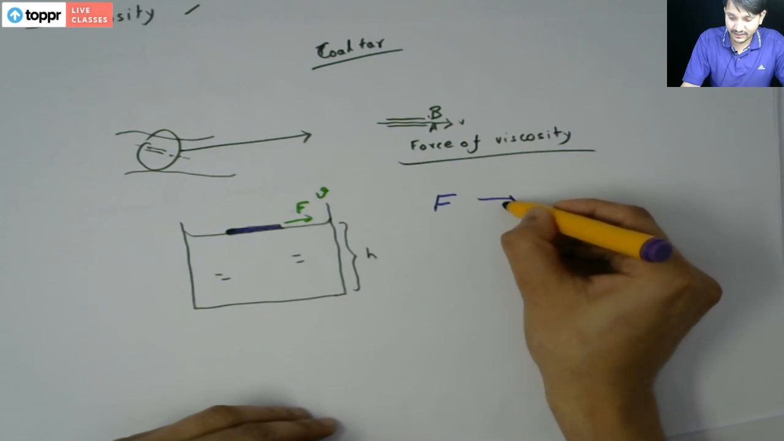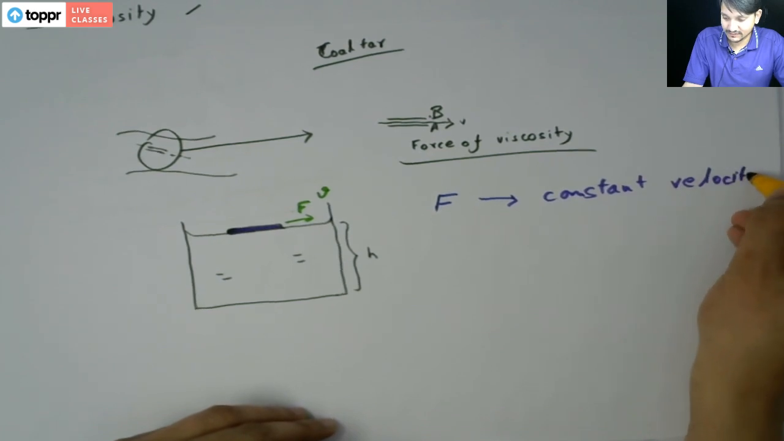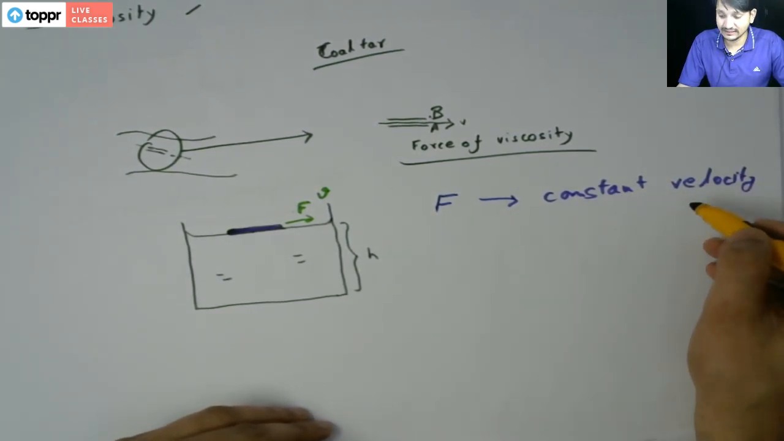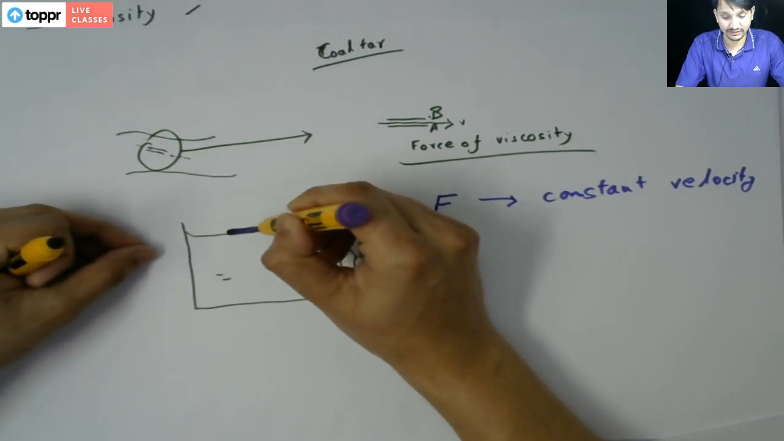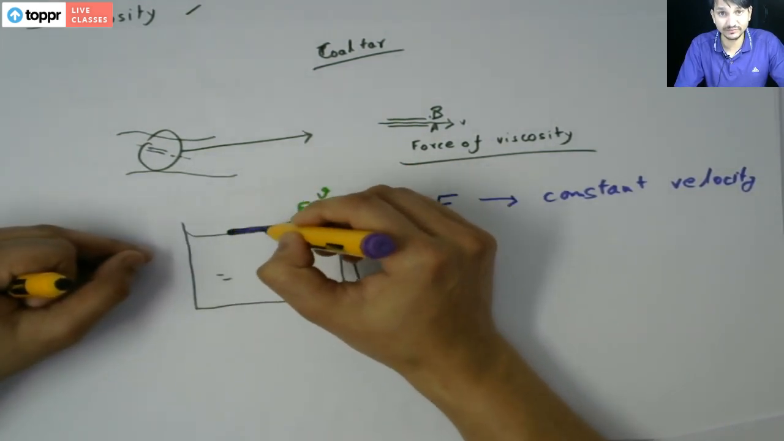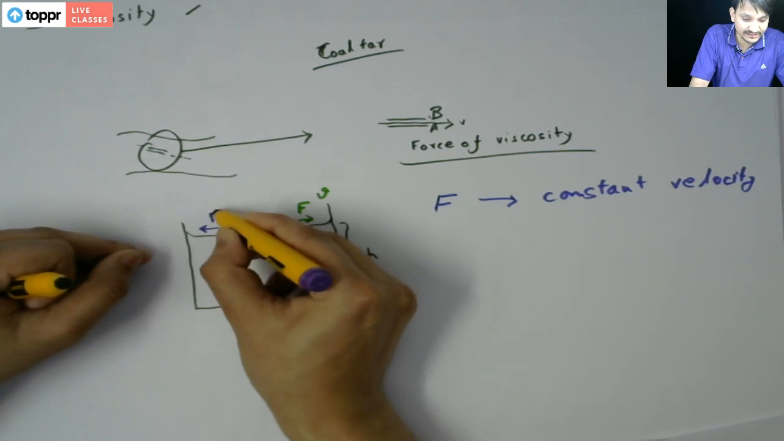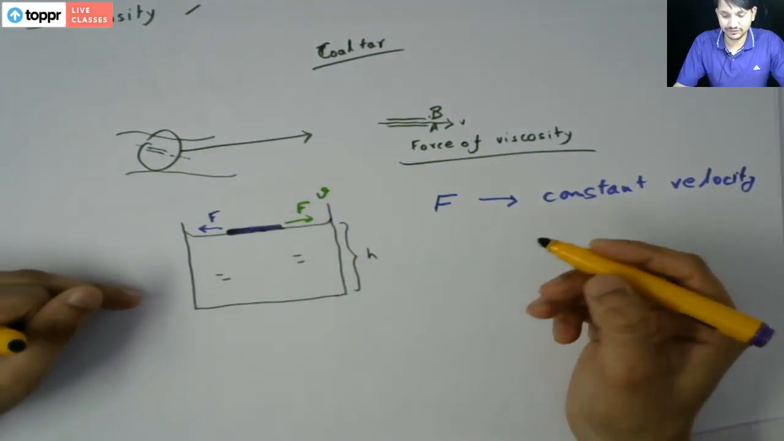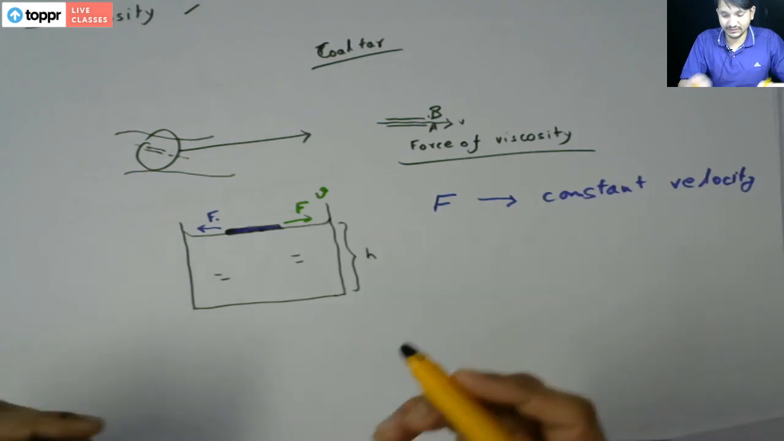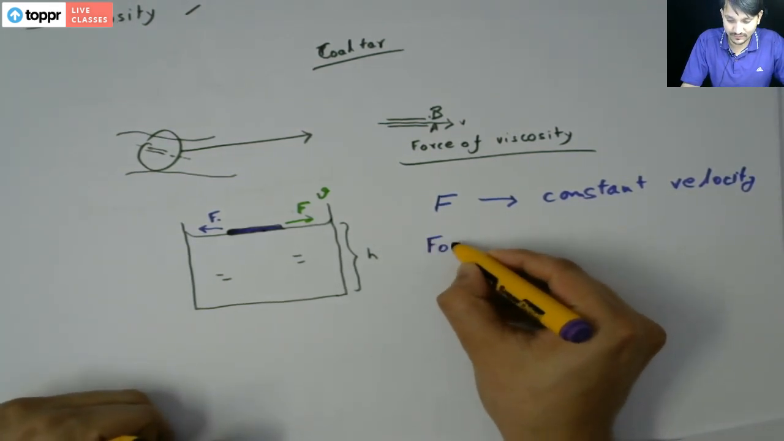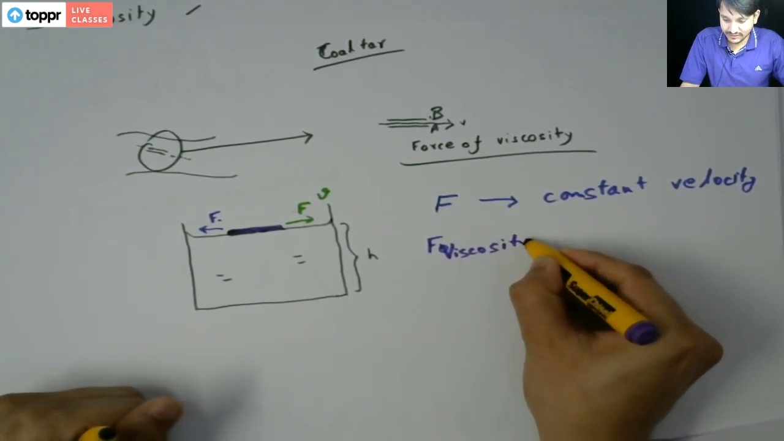So you can say that this force F is creating a constant velocity, and whenever there is a constant velocity, that means there is no acceleration. That means the net force on this solid floating object is 0. That means there's another force acting on it, opposite to the applied force. So this force acting in the opposite direction is the force of viscosity. Let us write it as F viscosity, viscosity being in the subscript.